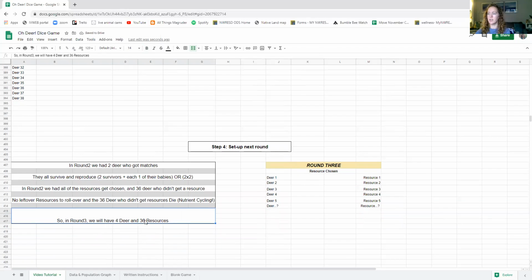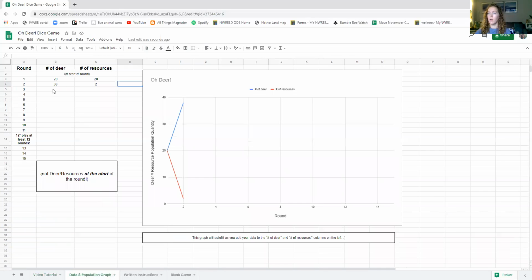36. So 4 deer and 36 resources starting round 3. Let's update our graph. 4 deer and 36 resources. Now check it out. We started even. The deer population exploded because all their needs were being met. The resources dropped dramatically. Now we had a ton of deer and no resources.